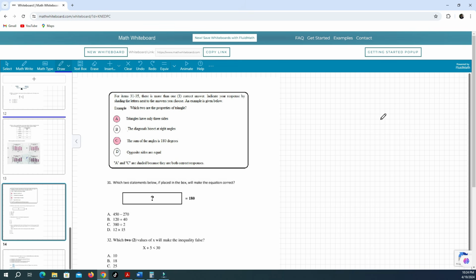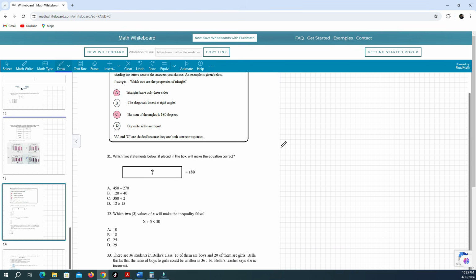So for items 31 to 35, there's more than one correct answer. Indicate your response by shading the letter next to the answers you choose. An example is given below. Example: which two are the properties of triangle? Triangles have only three sides, and the sum of the angles is equivalent to 180 degrees. So these are the correct answers. So A and C were chosen.